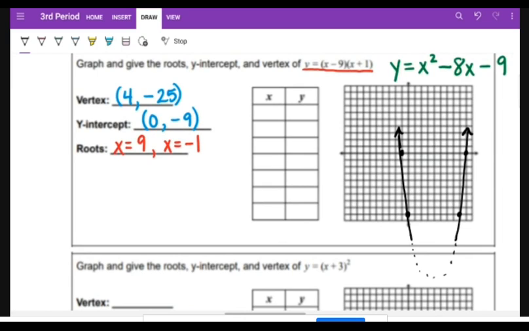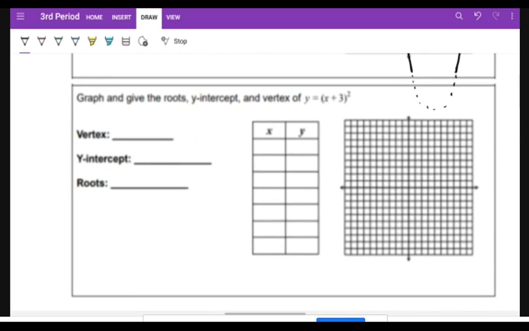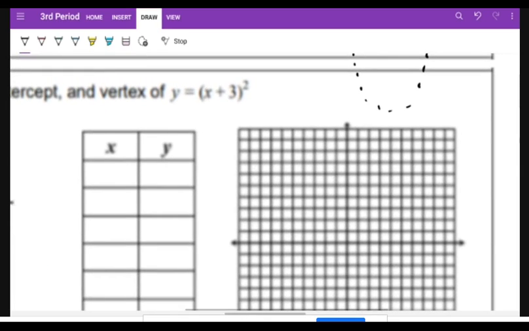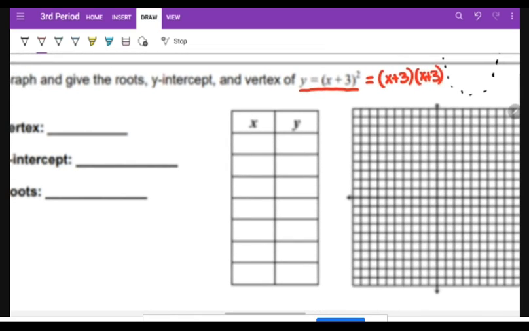All right, one more. And this one is another square. Notice how we start. We start out with x plus 3 squared, which is the same as x plus 3 times x plus 3. So this one's going to give us the same root twice. It'll give us x equals negative 3 twice. We only need to write it once, though.